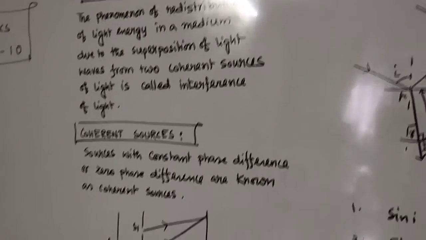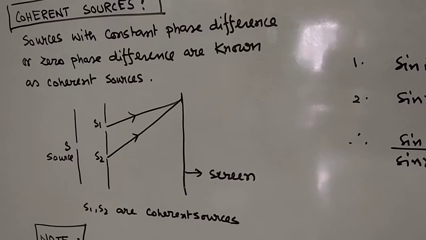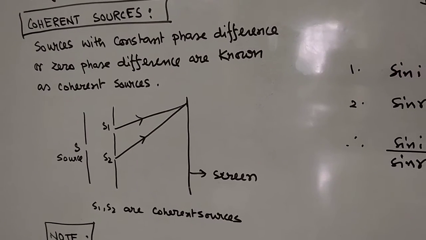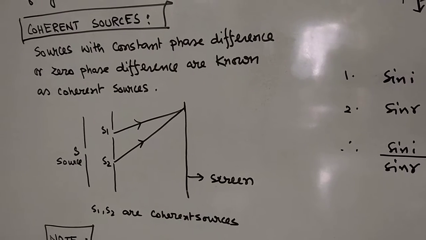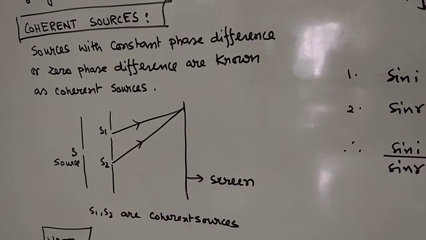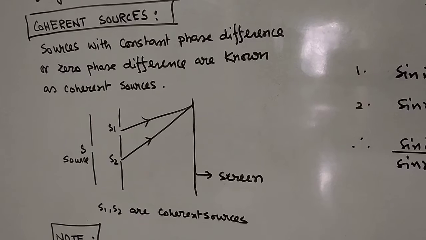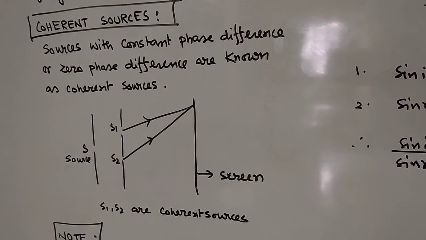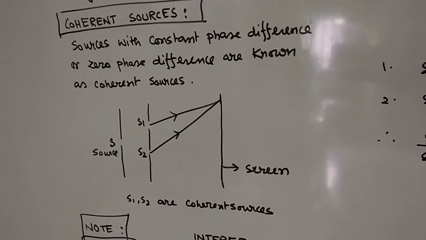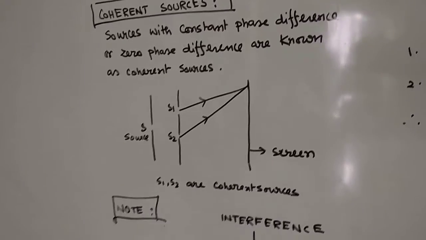And we can get coherent sources experimentally from a single source. Suppose you have blocked a source and made a pinhole, so light comes out from that pinhole. Now in front of that block with a single pinhole, we place another block with two pinholes. So if you look in front of the block with two pinholes, you will get two different sources, S1 and S2, which are known as coherent sources. So from a single source you can get two sources, and those are coherent sources.